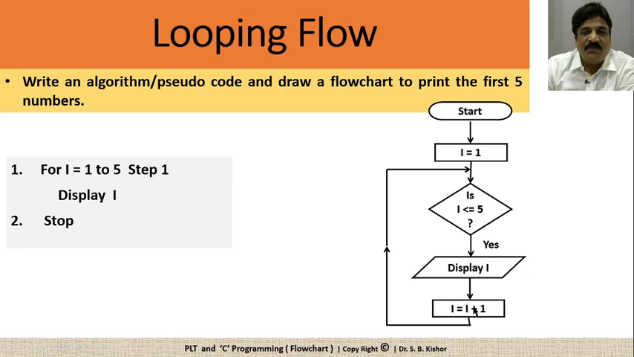Okay, the value of I becomes 2. 2 is less than 5, yes, so display the value of I, that is 2. Then the value of I becomes 3. 3 is less than 5, yes, display the value of I, that is 3. Then the value of I becomes 4. 4 is less than 5, yes, so display the value of I, that is 4. Then increment the value of I by 1, it becomes 5. Is 5 less than 5? No, it is equal, so the condition is still true, so display the value of I, that is 5. Then the value of I becomes 6. 6 is less than 5? No, the condition is false.